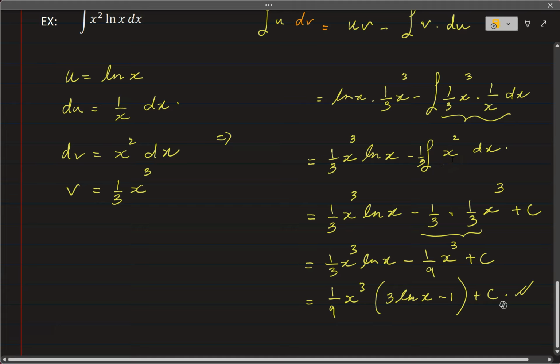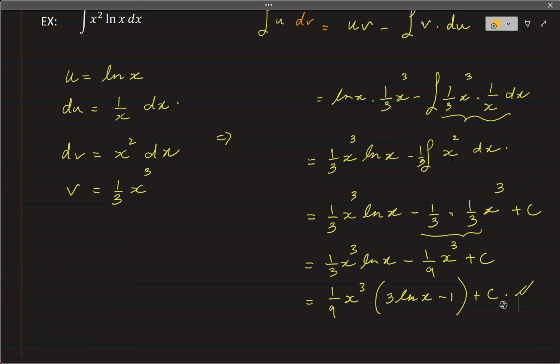Now, sometimes you have to do integration by parts twice. That's the next example I'm going to show you. But that doesn't mean that it's more complicated. It's just that there's no other way to do it. And sometimes it's really difficult.